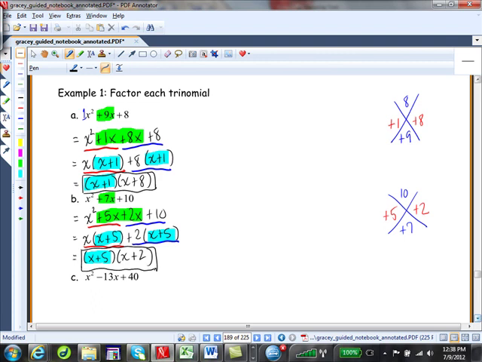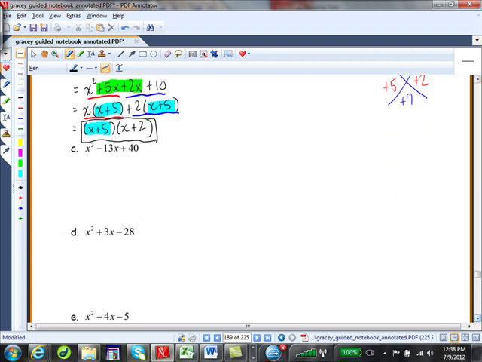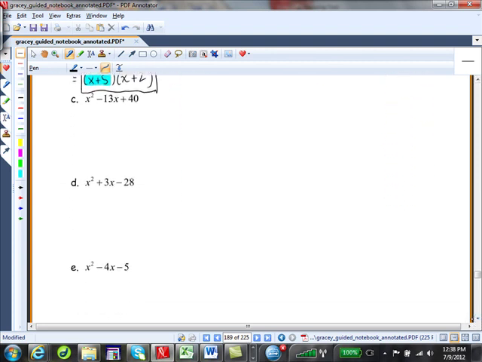At any time, feel free to pause the movie and do these examples on your own. For part C, I'll get you started. Notice that this plus sign right here means that to get a product of 40, we have either two positives or two negatives. Well, we have a negative in front of the middle term. So that means that combining like terms was a sum of two negatives.